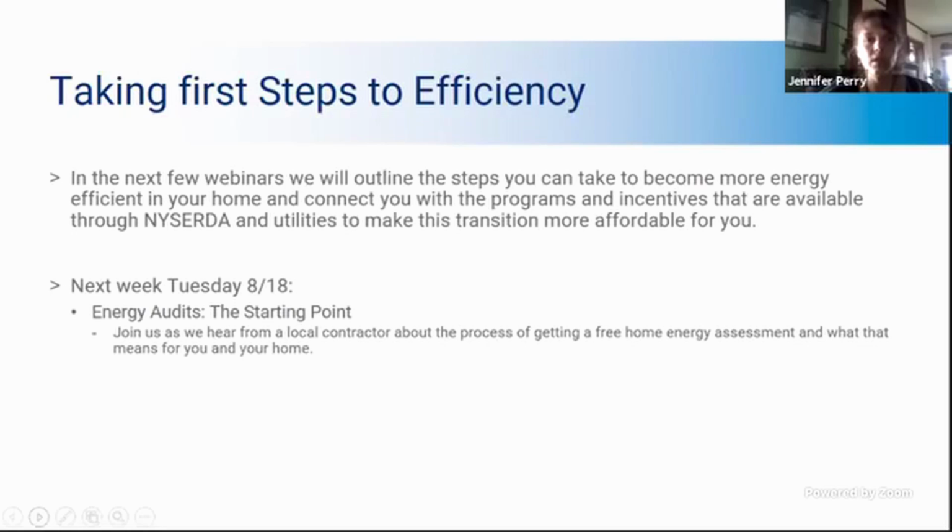Typically the very first step that one would take is something called an energy audit. The word audit scares some people. It doesn't mean that the IRS is going to show up at your house and nitpick your situation apart. Another word that we often use is an energy assessment. Basically it's a diagnosis.